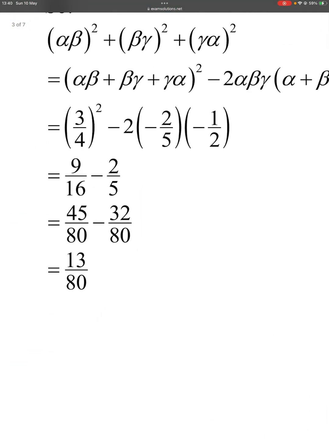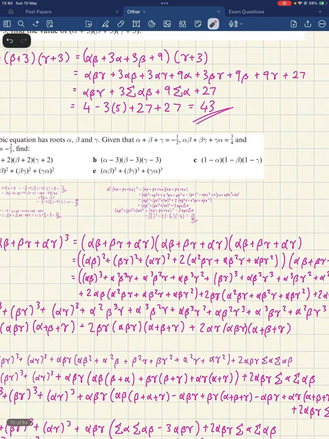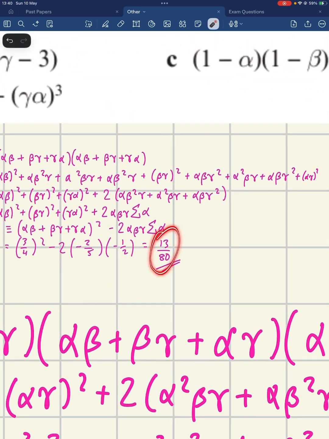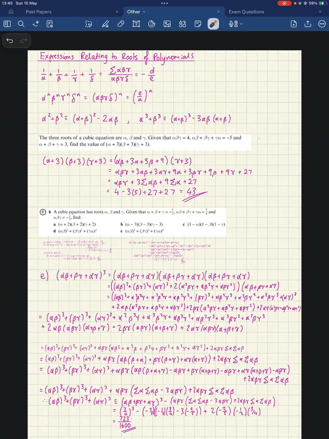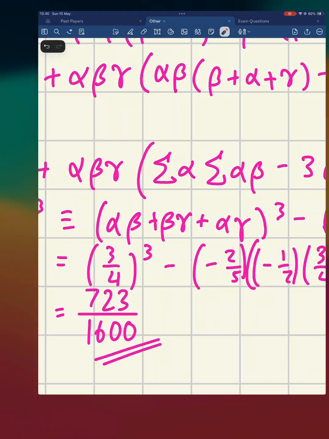Okay, now part D. You can see all the working, but we think it was 13 over 80. And we got 13 over 80. Okay, now part E. Look how that looks. Just look at all that working. That's an absolute monster. But we think it was 723 over 1,600.